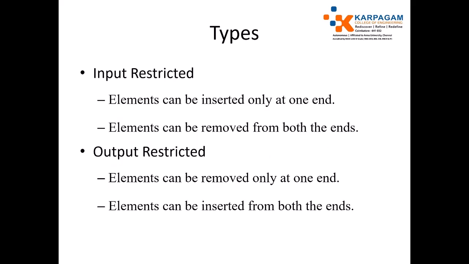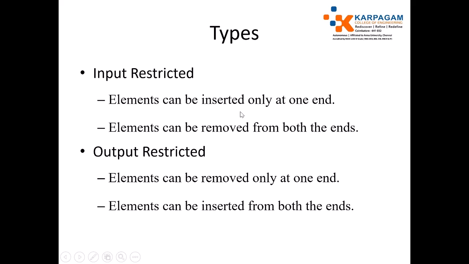I told you already there are two kinds of double-ended queue. One is input restricted, another one is output restricted. In input restricted queue, elements can be inserted at only one end, that is the rear end. But elements can be removed from both ends. That is called input restricted. In output restricted, elements can be removed at only one end, that is the front end, and elements can be inserted at both ends. Okay, so you got to know the difference between input restricted and output restricted.